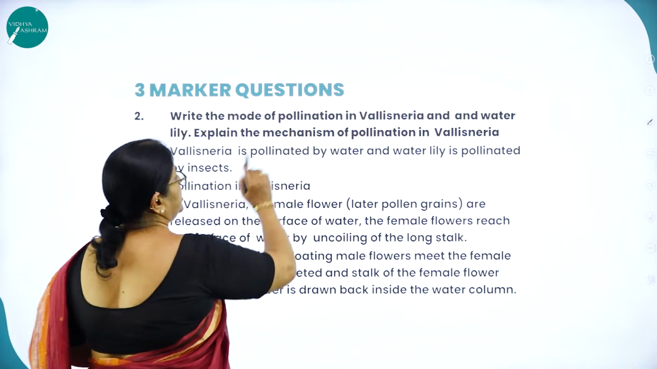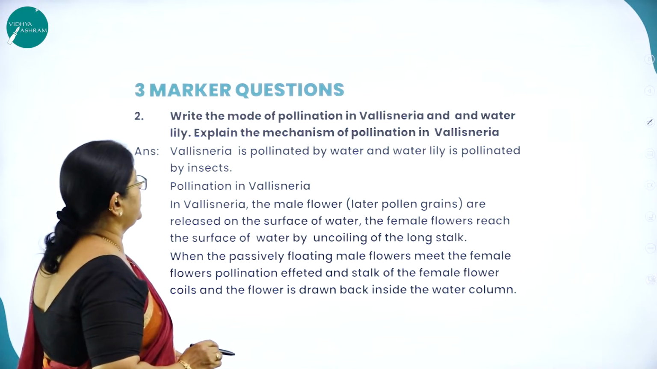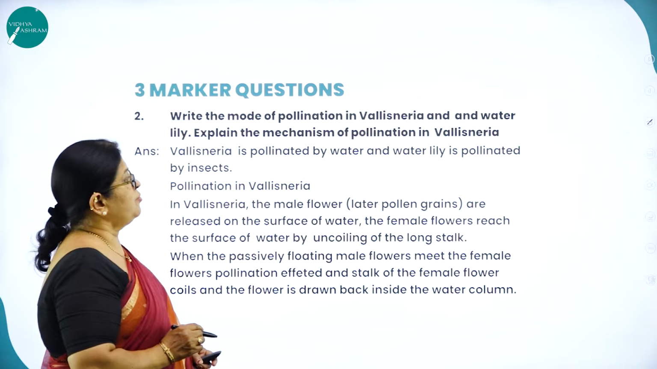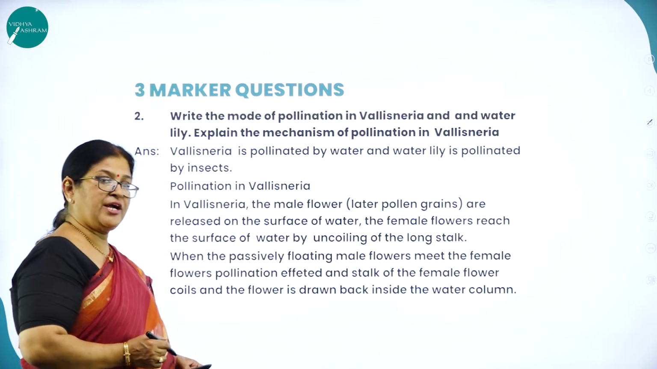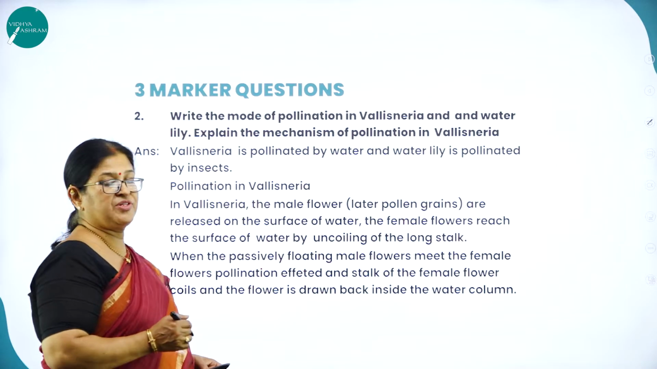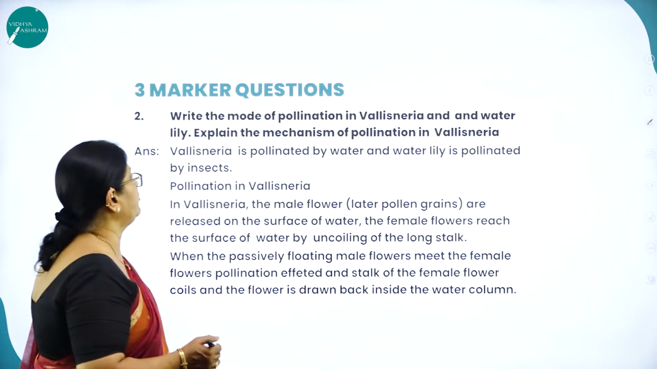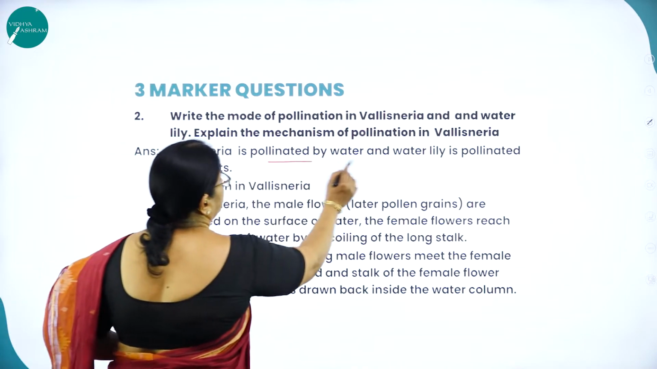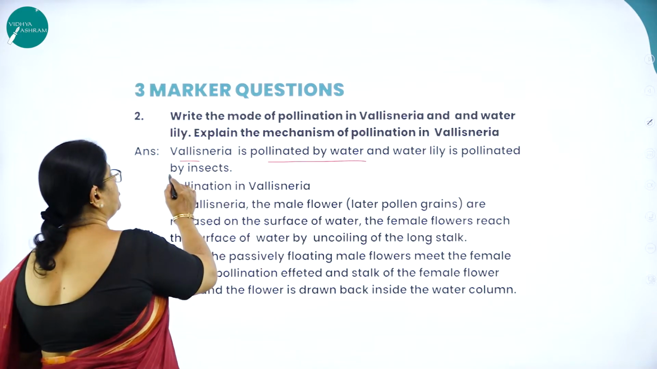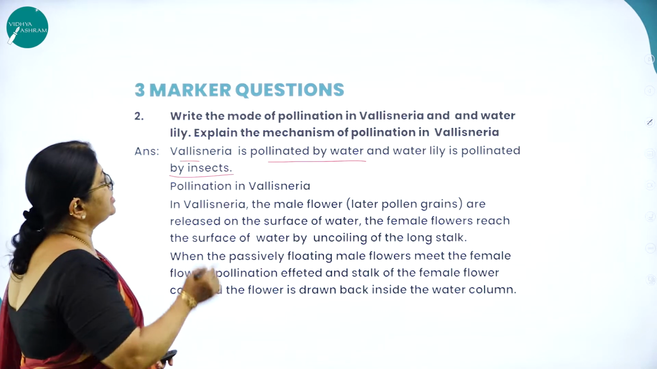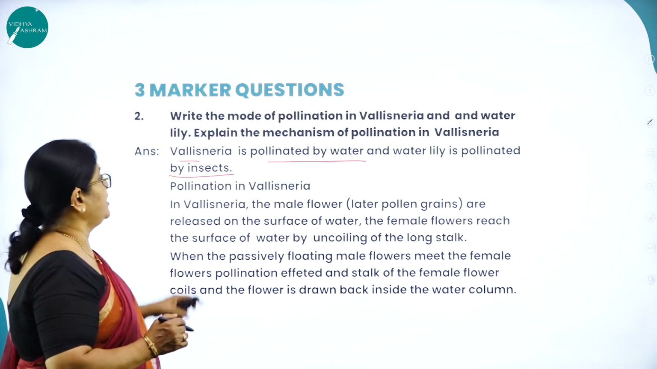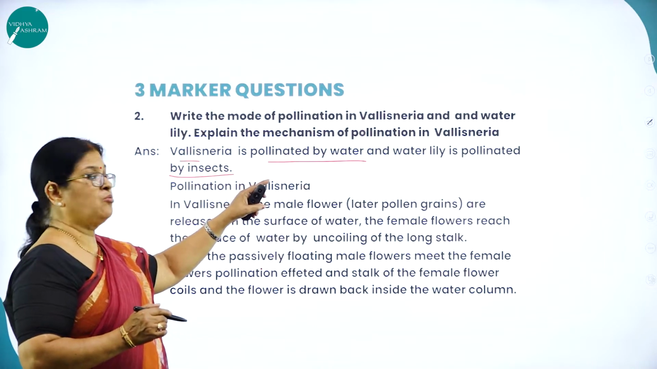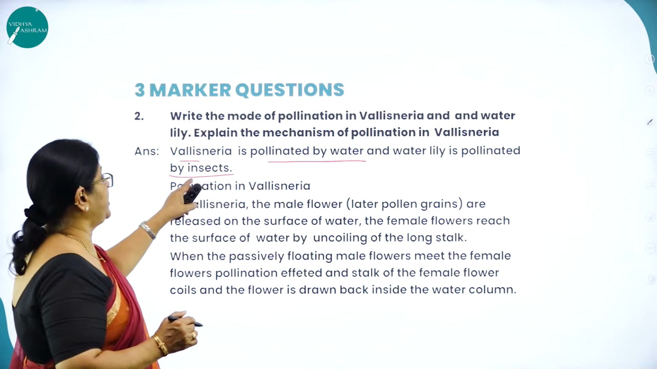Write the mode of pollination in Vallisneria and water lily. Explain the mechanism of pollination in Vallisneria. So, we all know that Vallisneria is a hydrophytic plant, a plant which is pollinated through water, hydrophily. So, Vallisneria is pollinated by water and water lily is pollinated by insects. So, here they have asked, write the mode of pollination in Vallisneria and water lily. Vallisneria is pollinated by water and water lily is pollinated by insects.